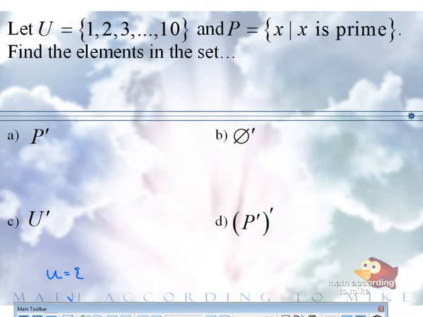So down here I'm going to write that. So U is all the numbers between 1 and 10. And P in roster notation, which is much easier to read than set builder notation. What are the prime numbers that are between 1 and 10?